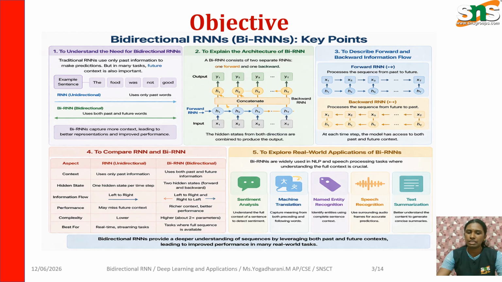By the end of this lecture, you will be able to understand the bidirectional RNN architecture, and how forward and backward processing works, understand why future context is important, identify applications of bidirectional RNN, and compare bidirectional with standard RNNs. These concepts are frequently used in NLP, speech recognition, and machine translation.